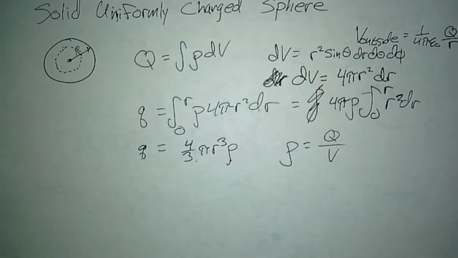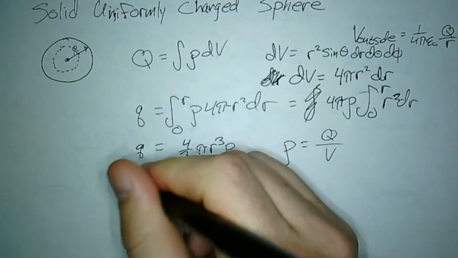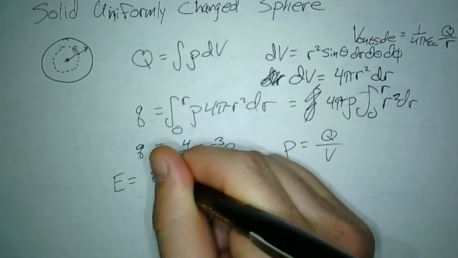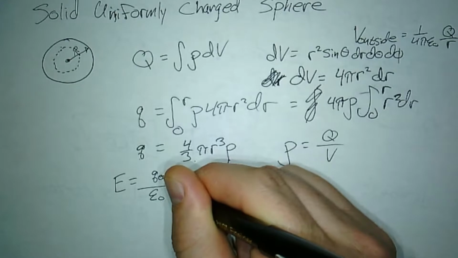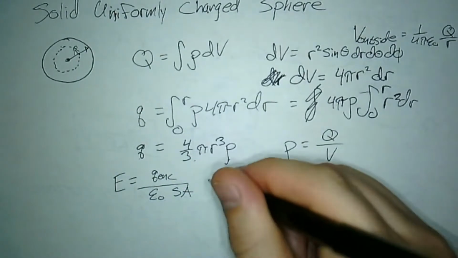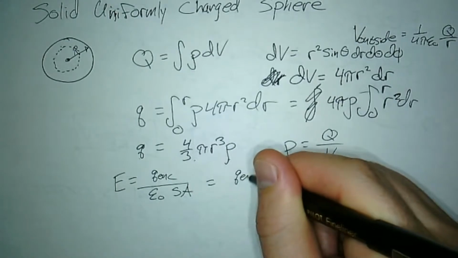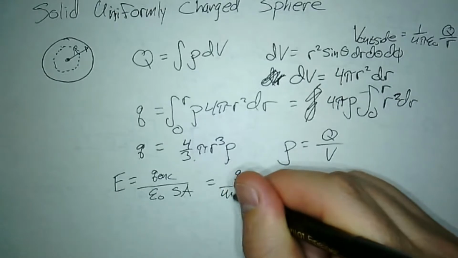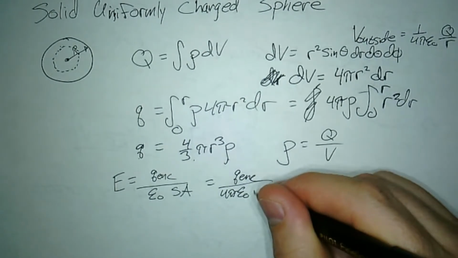All right. And we do that by saying the electric field is equal to the charge enclosed over epsilon naught times my surface area, right? Or charge enclosed over 4 pi epsilon naught times r squared.